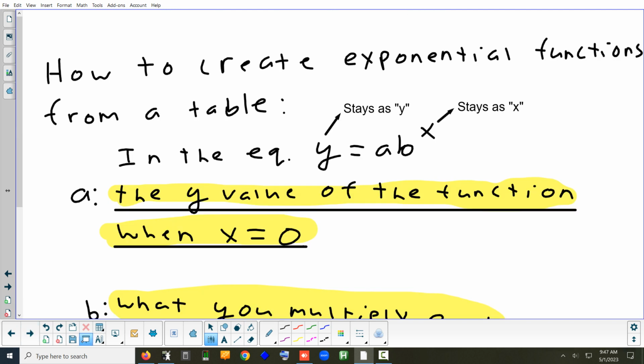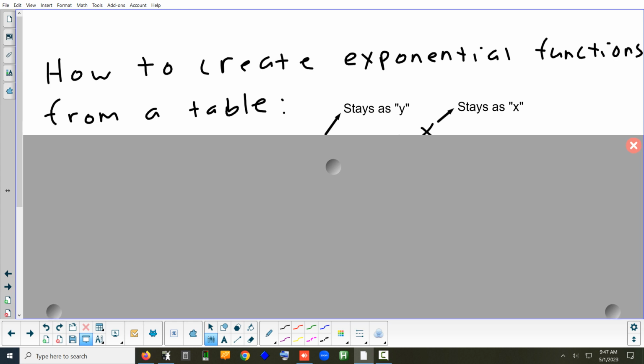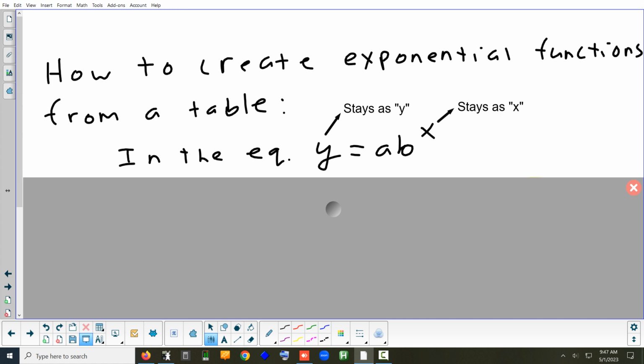Okay, so this part is back on your guided notes. And this is how you figure out the A and the B in the formula. Right? Because those are the two things you have to find. Well, first of all, don't worry about the y and the x. The y is going to stay the same. The x is going to stay the same. Those are the two things you have to figure out from your table.